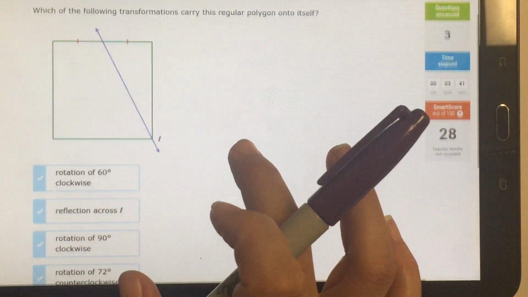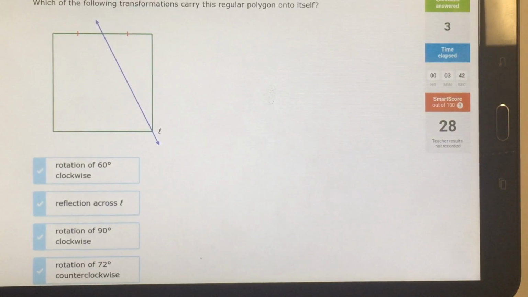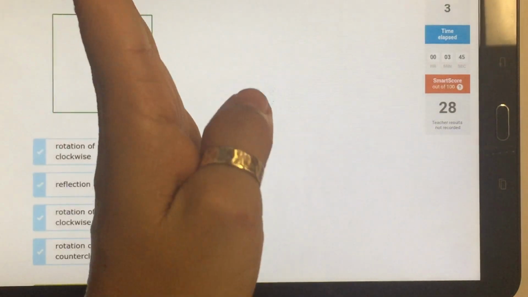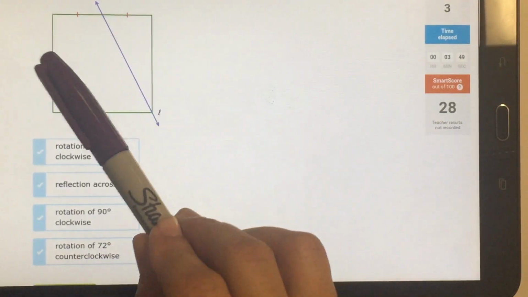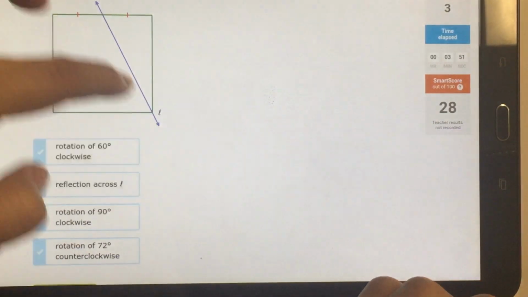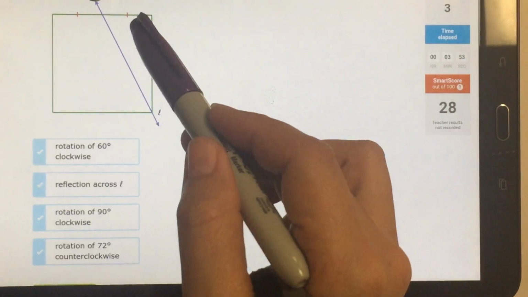All right, which of the following transformations carry this regular polygon onto itself? So same thing, so let's look at this line. If I fold the right-hand side to the left, is it going to fold into place? No. So this is not a reflection of this side.